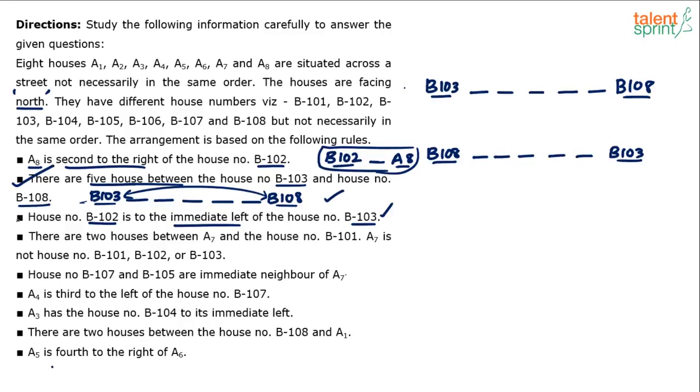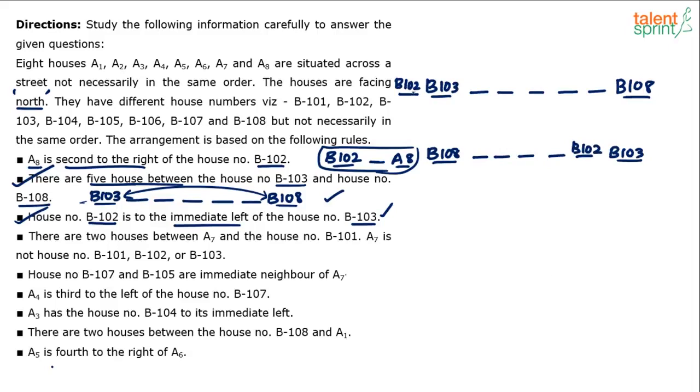Now let's connect the third point with the second one. What is the third point? 102 is on the immediate left of 103. 103 is here, immediate left is 102. So this is B102. In this case, this is 103. So 102 will come here because it is on the immediate left of 103.